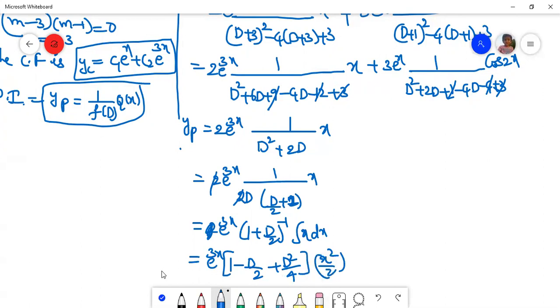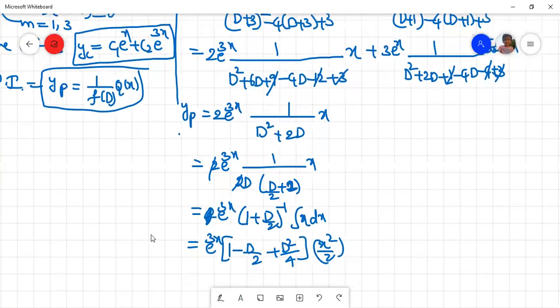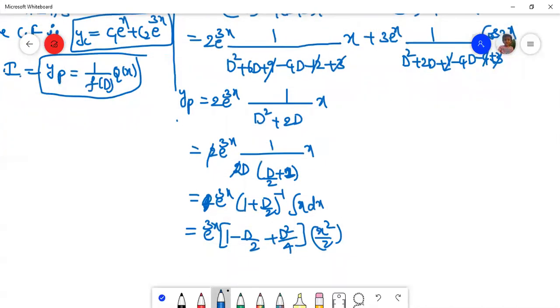Up to here. Next, it is equal to e power 3x into 1 into x square by 2, that is x square by 2, minus the derivative of x square, which is 2x, 2 cancel, x by 2, plus the double derivative of x square, which is 2, and again x derivative 1. 2 cancel, only it is 1 by 4. It's over. The yp1 is over. Next we can go for the yp2.